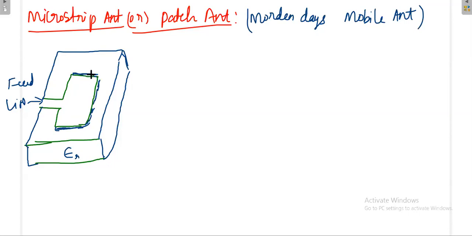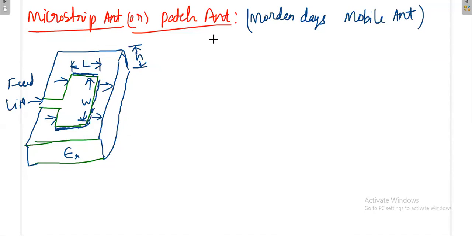And because of this conductivity nature, once you pass the current, some electric field will be there. The electric field nature will be like this. This is the length of the conductor, and this one is the width of the conductor. And this is the height of the dielectric medium. At what frequency this microstrip antenna has to operate, and what should be the bandwidth of operation, all depends on W, L, H, and epsilon r.